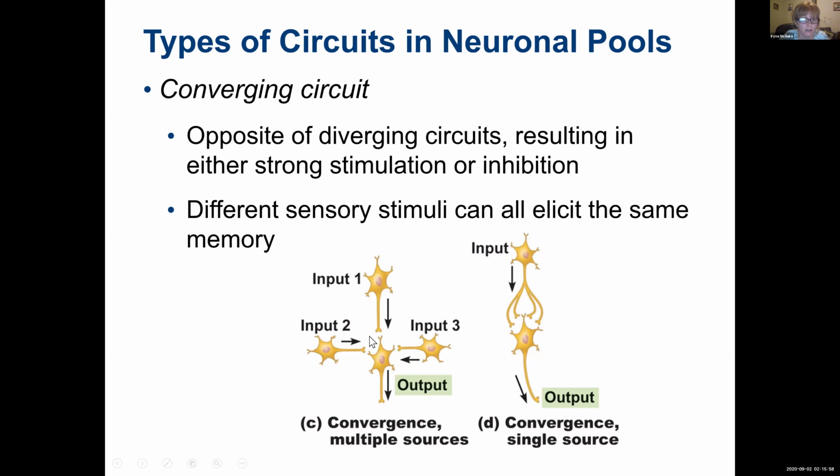Convergent circuit is the opposite of diverging. We have several inputs and only one output. Or we can even have several inputs from one neuron, but we still have only one output. So this explains how different sensory stimuli can elicit the same memory. You have different stimuli, but you have the same memory of that smell, for example.